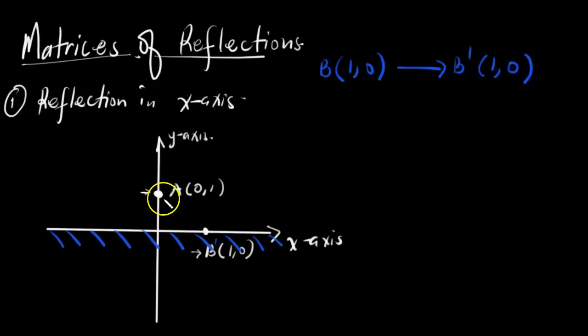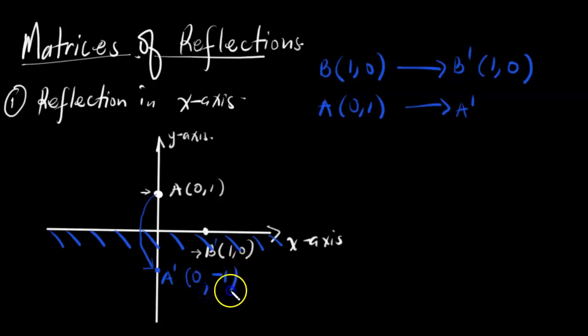Then secondly, we look at the point A, which is 0, 1. Where will 0, 1 be reflected? You can see this is the mirror line. 0, 1 is going to be reflected over here, giving us a point A prime, which is 0, negative 1. That means 0, 1 is reflected to the point 0, negative 1.